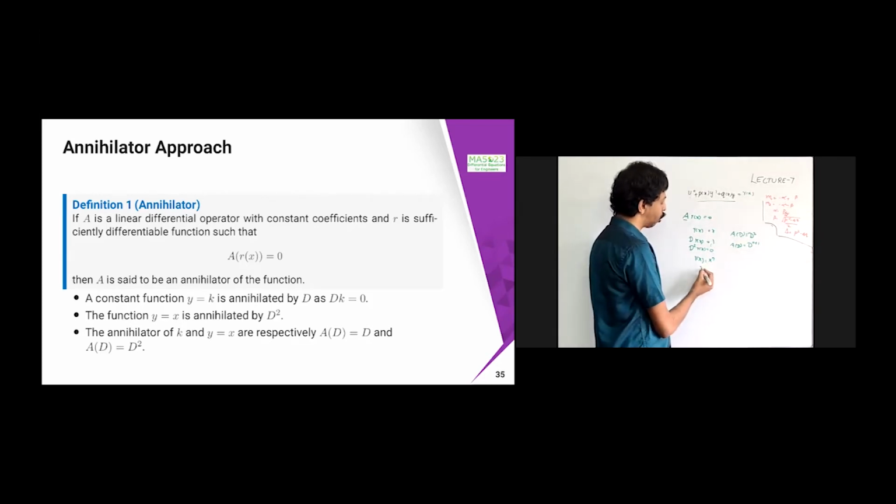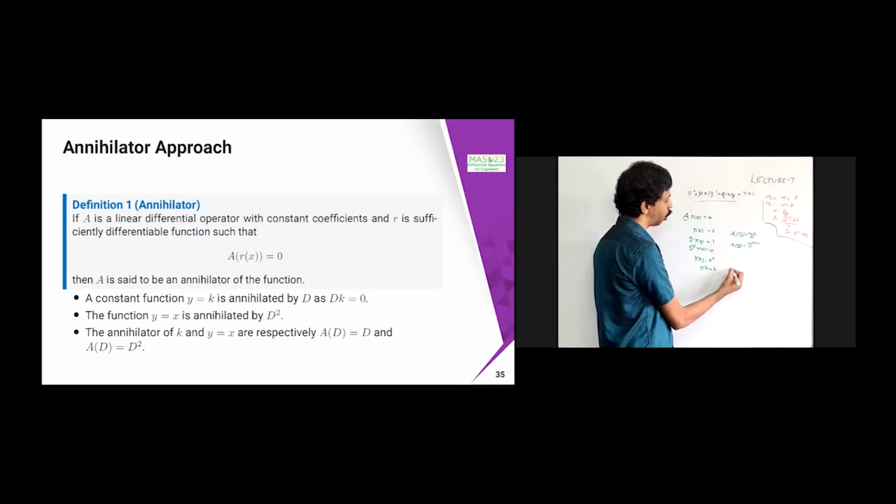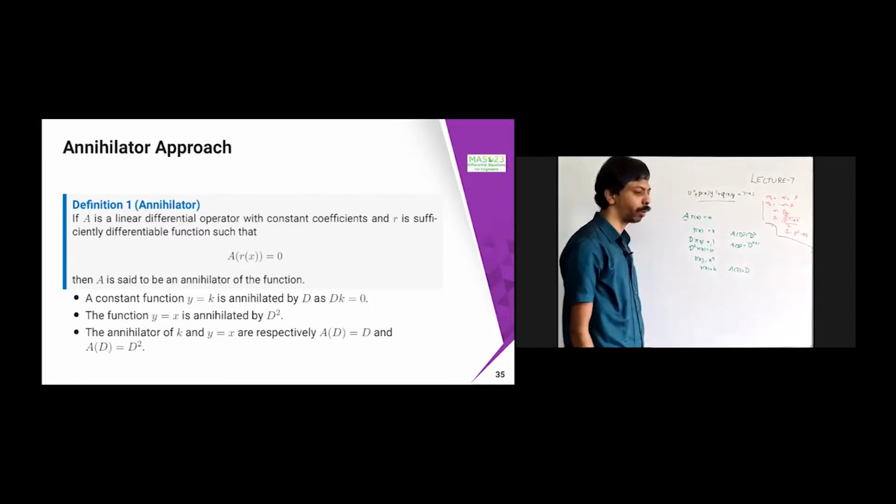Similarly, if I take R of X equal to some constant, what is going to come? In that case, A of D is going to be D. If you take the first derivative itself, it is going to become 0.